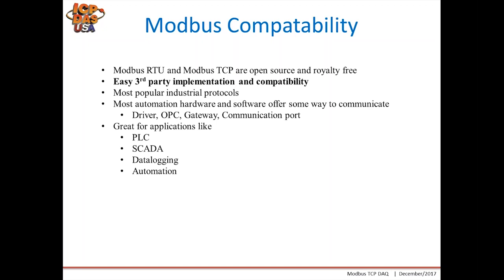Most automation hardware and software do offer some way to communicate to Modbus RTU and Modbus TCP devices, either through a driver, through OPC, using a gateway, or a communication port. Sometimes it requires additional hardware. Modbus in general is great for applications like PLC, where you need an extra couple of I/O, SCADA applications, data logging, and industrial automation applications.